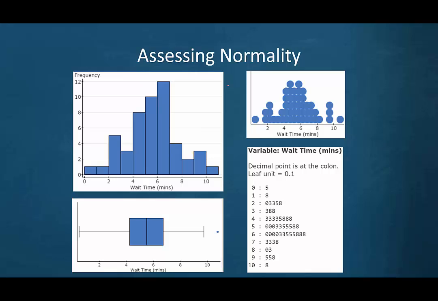I've done 4 different types of displays to start us off: a histogram, a dot plot, a box plot, and a stem and leaf plot. All of these lend credence to the fact that these wait times did come from a population that was normally distributed.